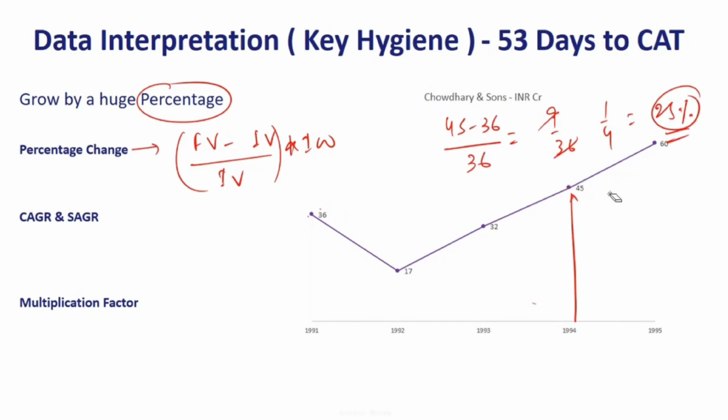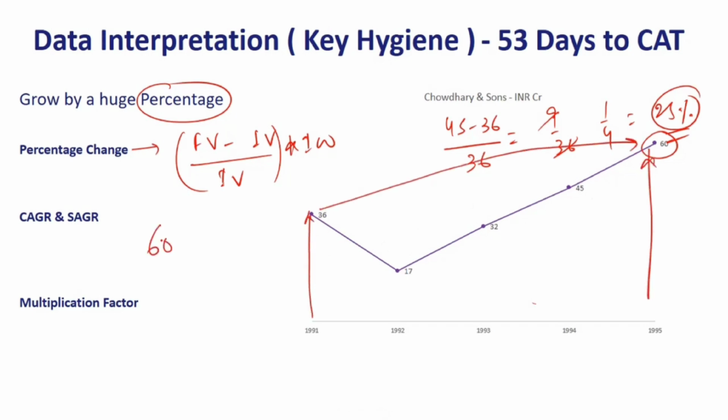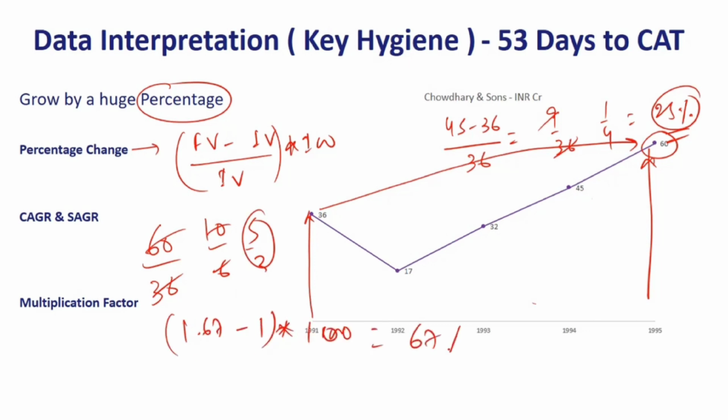What is another way of calculating percentage change? Just take the ratio. Let's say we have to calculate percentage change from 91 to 95. Just take the ratio 60 upon 36. This is 10 times 6 times 5.3. 5.3 is 1.67. Subtract 1 and take percentage. So this becomes 67%. I hope this is clear to you.